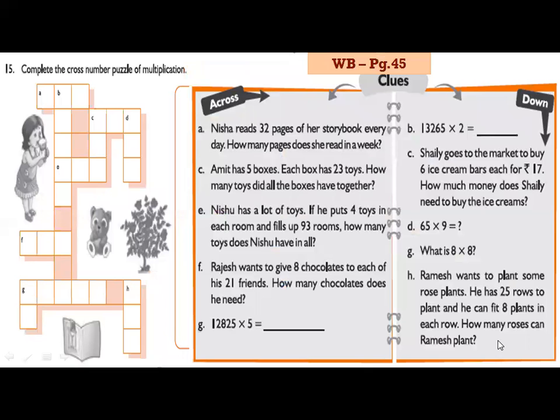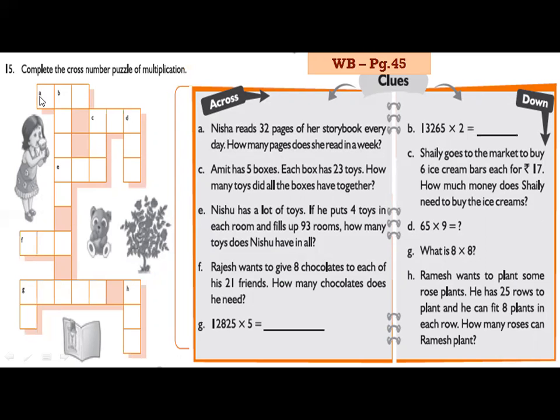And next, now we are going to do a workbook problem, page number 45, question number 15. Complete the cross number puzzle of multiplication. You have to do the cross number puzzle and they have given the clues also. The clues for across and down are given. You just have to read the question, find the answer, and write it in the cross number puzzle.